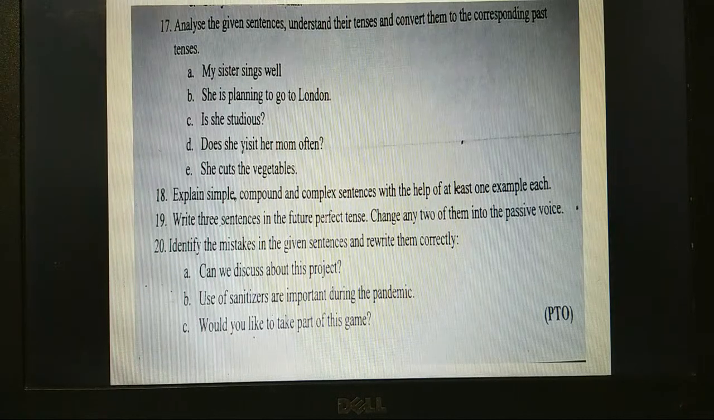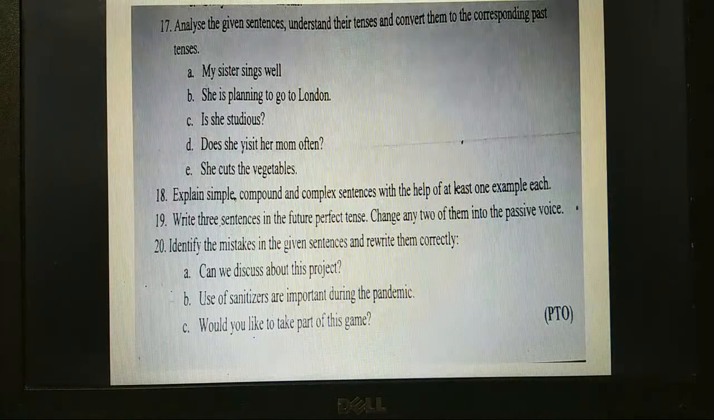Now we move on to the next question, that is question number 20. Identify the mistakes in the given sentences and rewrite them correctly. This kind of question we have in all the question papers every year. Similar questions will come, so be sure about the possible kinds of mistakes that can be in a sentence. All right, so let us look at the first one.